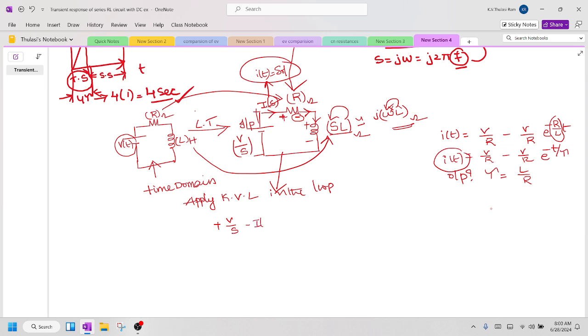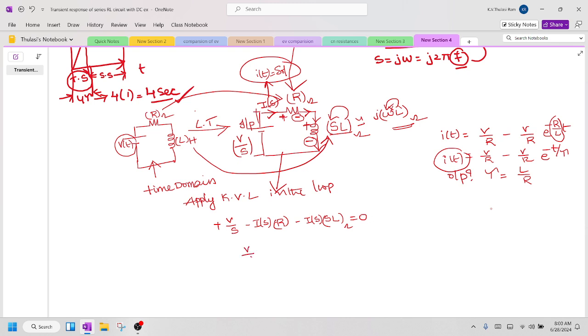What is the I value? Nothing but I of S, the input current, into R value. What is the resistance offered by this branch? Nothing but R ohms. Current is entering at positive and leaving, so whenever the current is leaving, what is the polarity of this voltage drop? Minus I of S into the impedance offered by this inductor, which is nothing but SL ohms, that is equal to 0. So now we need to find this expression.